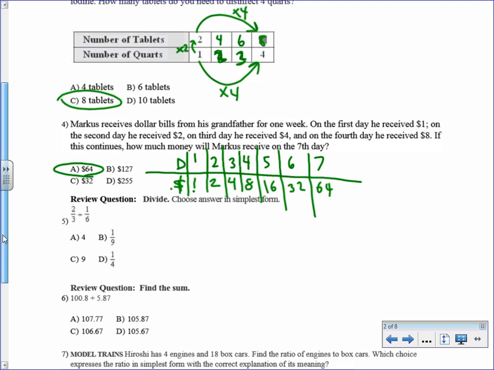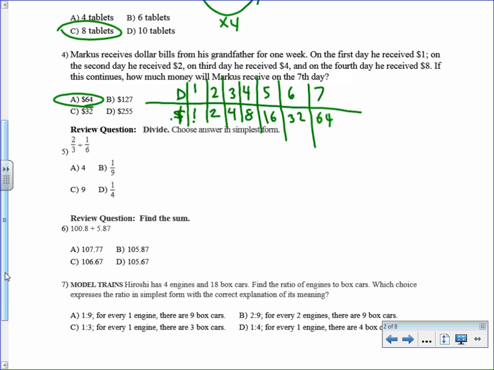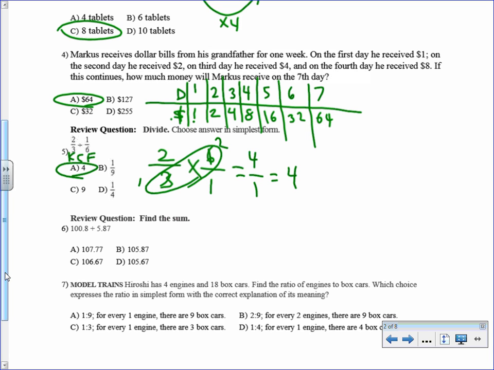All right. Dividing with fractions, keep, change, flip. Keep the 2/3, change division to multiplication, flip the second fraction. Cross simplify if you can. 3 goes into 3 once, 3 goes into 6 twice. 2 times 2 is 4. 1 times 1 is 1. 4 over 1 is 4.